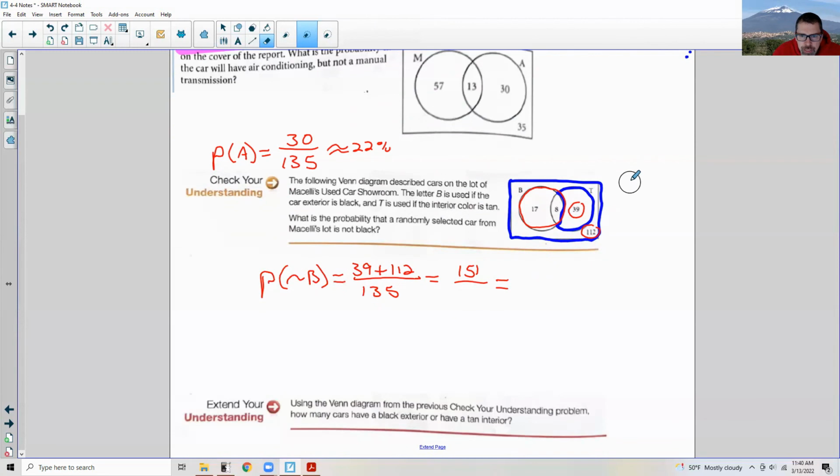So what you have to do is you take that 112 plus 39 plus 8 plus 17, and that is our total in this problem. 9 and 2 is 11, and 8 is 19, and 7 is 26. Carry the 2, 2, 3, 6, 7, 7, 176. So the probability of it not being black is 151 out of 176.